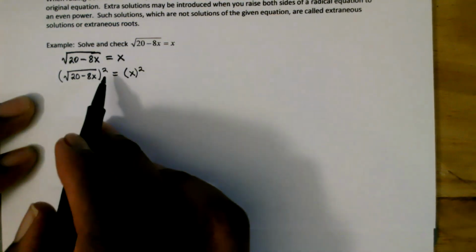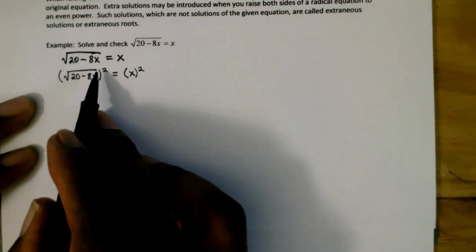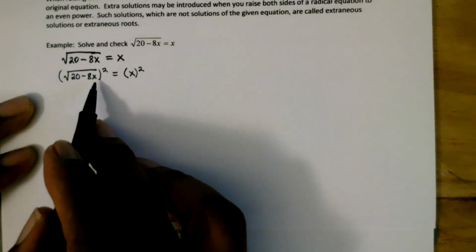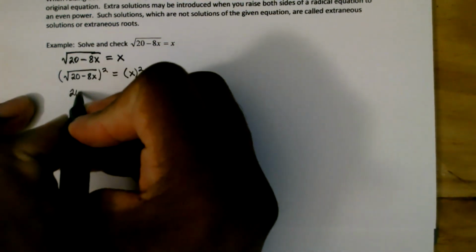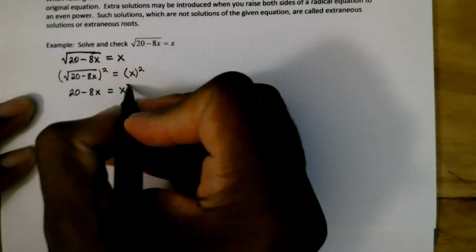Now, when I square both sides, that's going to eliminate the square root symbol. So in this case, the square root of 20 − 8x squared will be what's underneath that radical, 20 − 8x. That's equal to x squared.